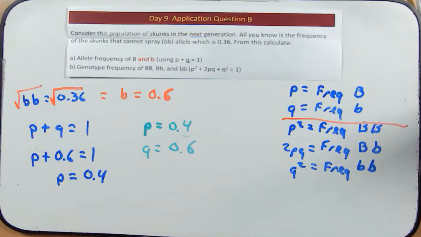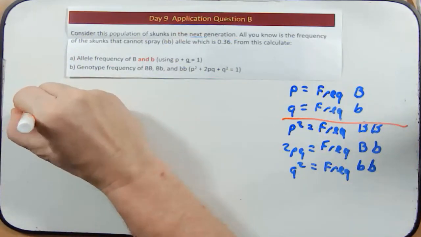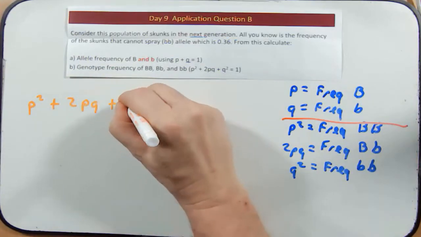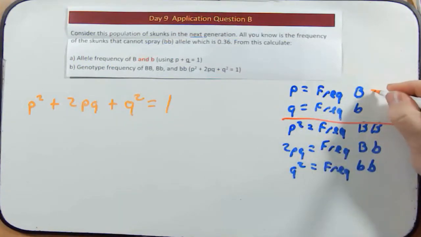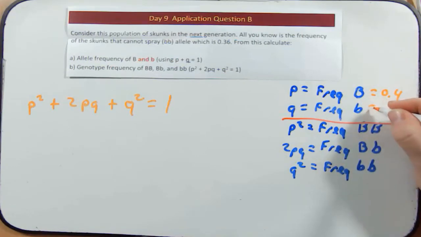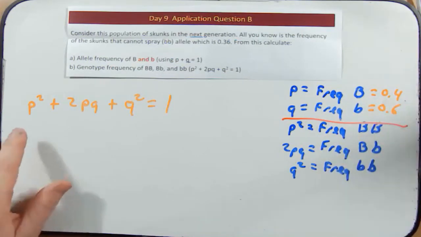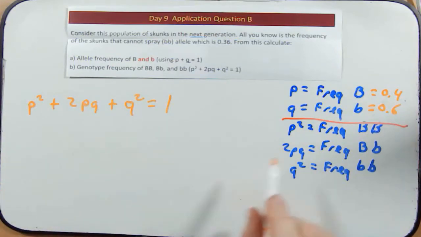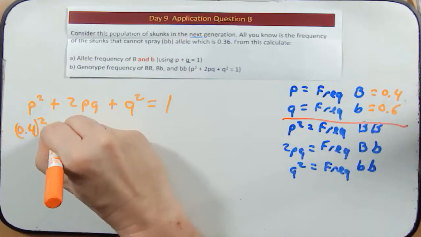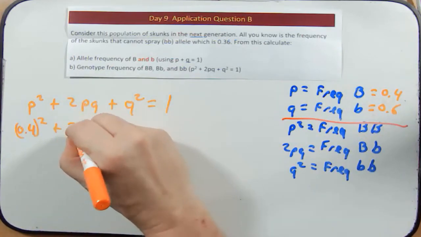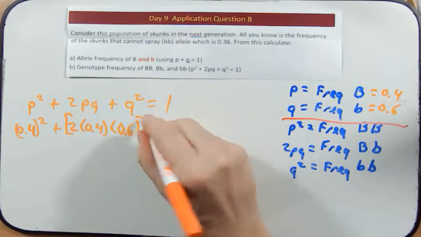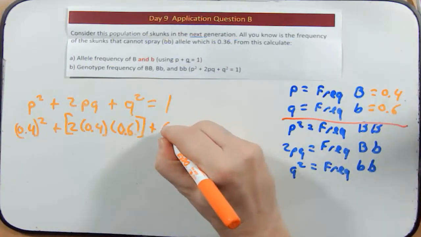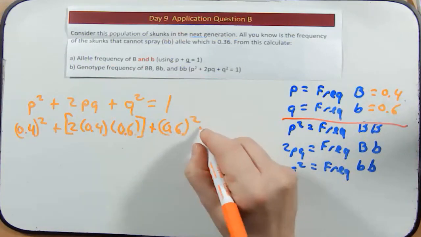I'm going to erase this here, and let's write this second equation out. P squared plus 2PQ plus Q squared is equal to 1. I should have kept the values of P and Q up here, but I'm just going to write them over here so we don't forget what they are. Remember, P was 0.4 and Q is 0.6. So now we just plug these in. P squared is 0.4 squared, and 2PQ is equal to 2 times 0.4 times 0.6, plus Q squared. And Q, remember, is 0.6, so that's going to be 0.6 squared. And this should all add up to 1.